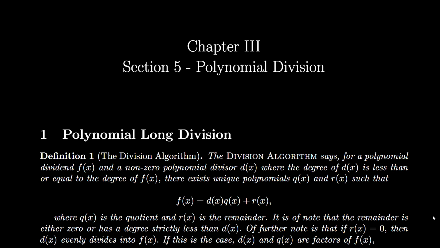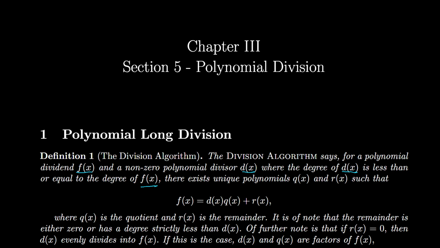So let's look at the division algorithm, which says that for a polynomial dividend f of x and a non-zero polynomial divisor d of x, and this is the important part, where the degree of d of x is less than or equal to the degree of f of x. That means the thing on the bottom has to be of lesser or equal degree than the top. Then there exist unique polynomials q of x and r of x, that's the quotient and the remainder, respectively, such that f of x is d of x times q of x plus r of x.